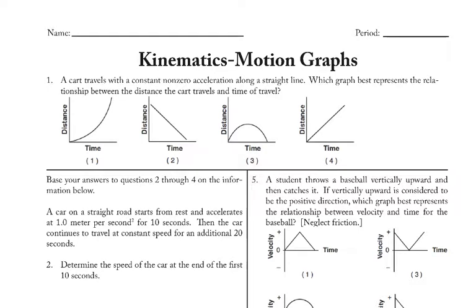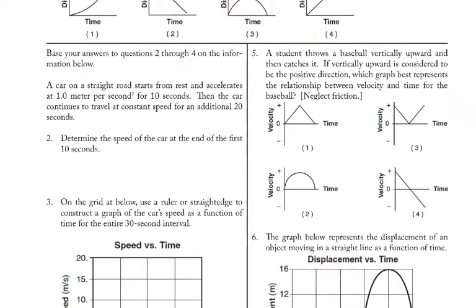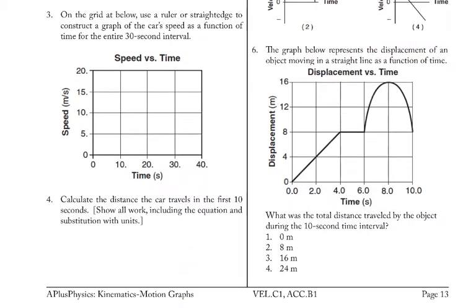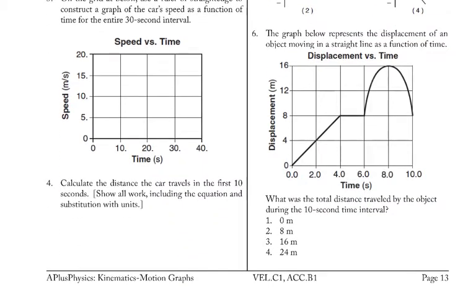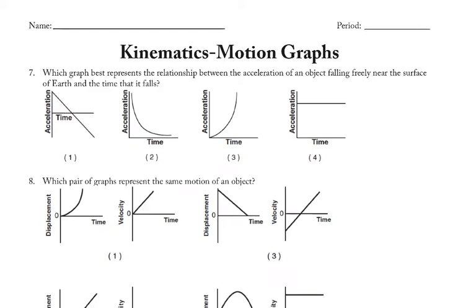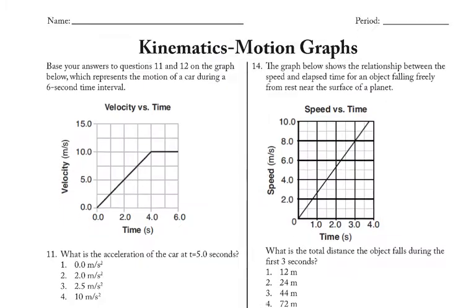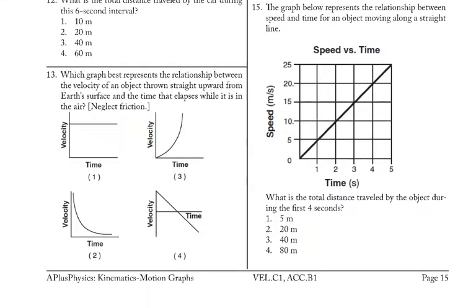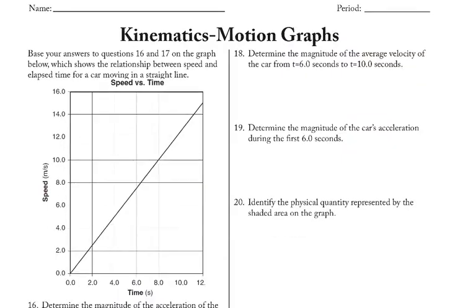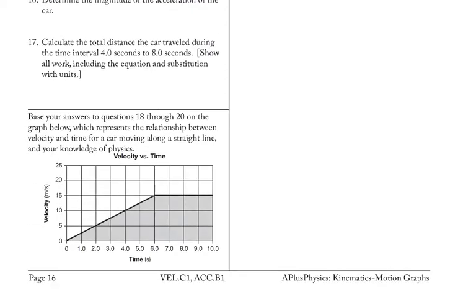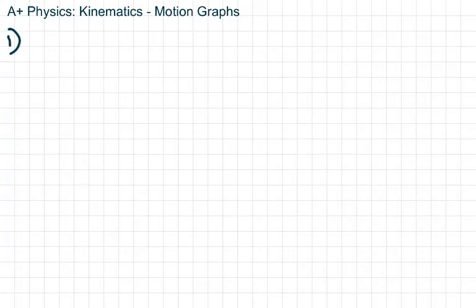Okay, this is the solutions video for the Kinematics motion graphs worksheet. There are 20 problems on this worksheet. Here is 7 through 10, then we have up to 15, then we have up to 20. So let's see if we can bang it out in one video. Alright, number 1, let's go.